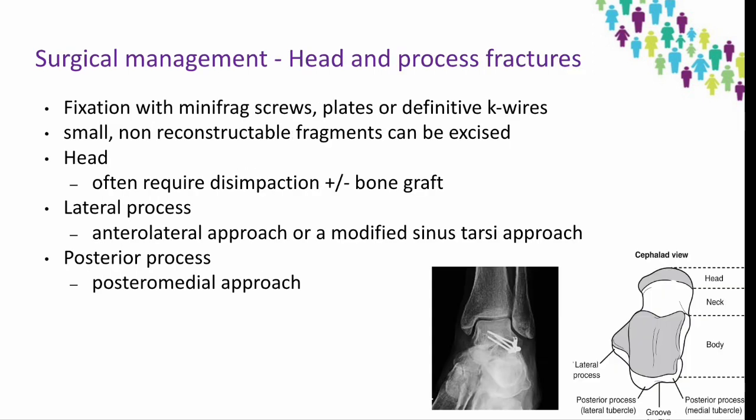In terms of the surgical management of head and process fractures, again, there's multiple fixation options. You can use mini-frag screws, plates, or sometimes even definitive K-wires for small fragments. If they are small and non-reconstructible, the fragments can be excised. In terms of the head, there's often impaction, which needs to be disimpacted and may need bone grafting. For your lateral process fractures, you can go via an anterolateral approach, or you can do a modified sinus tarsi approach. And for your posterior process fractures, the posterior medial approach is best.